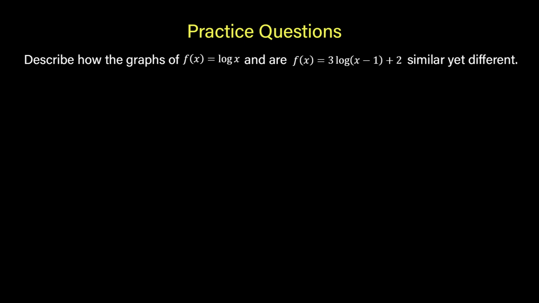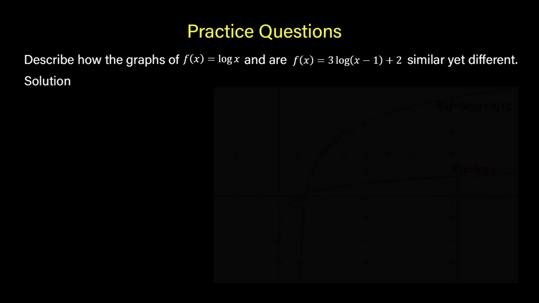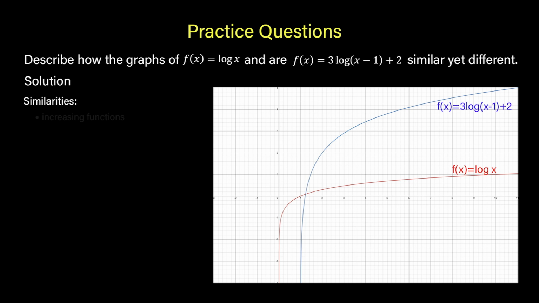Describe how the graphs of f of x equals log of x and g of x equals 3 log of (x minus 1) plus 2 are similar yet different. Solution. Similarities. Both are increasing functions. Both are in the first and fourth quadrants. Both have the same range, all real numbers.